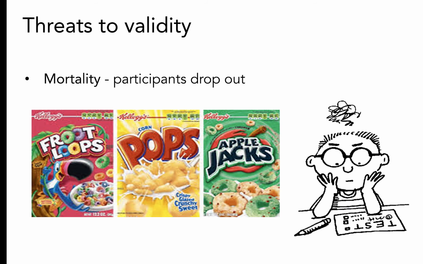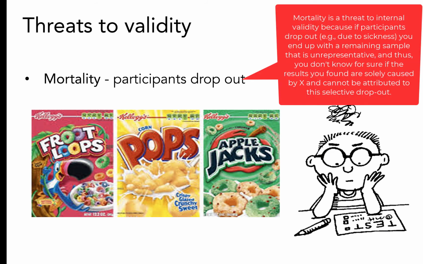Another threat to validity is mortality, and mortality means participants can drop out over the course of the experiment. If people get sick, they die, they move, they stop participating because they no longer want to participate, this all falls under the umbrella of mortality.